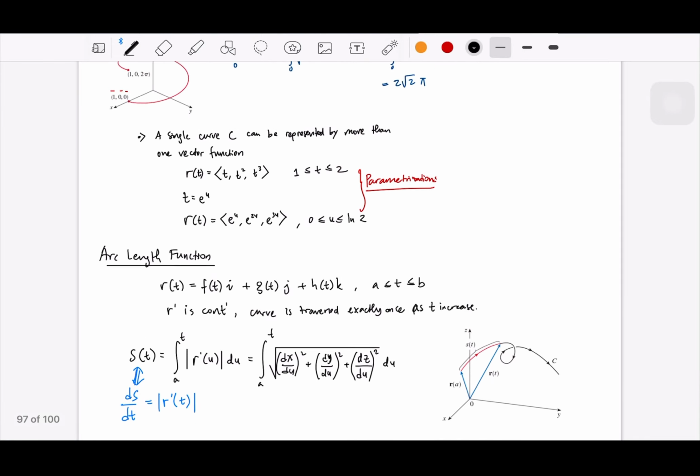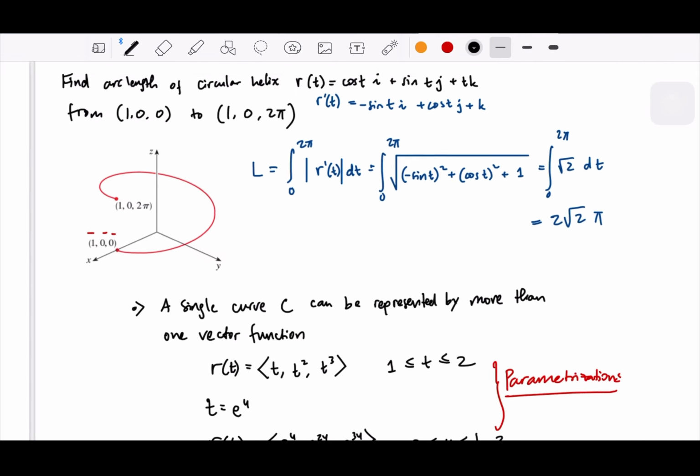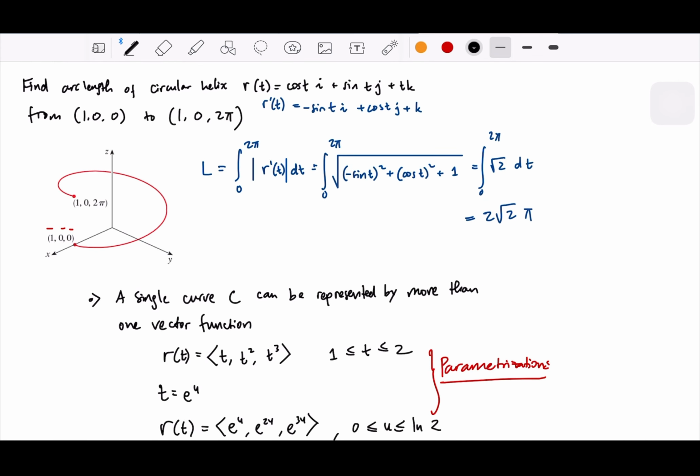Okay, hello everyone. Now we have discussed the arc length before, right? In the last discussion, we learned how to find the arc length in vector functions. And if you look here at the example, we have the magnitude value of the first derivative, right?